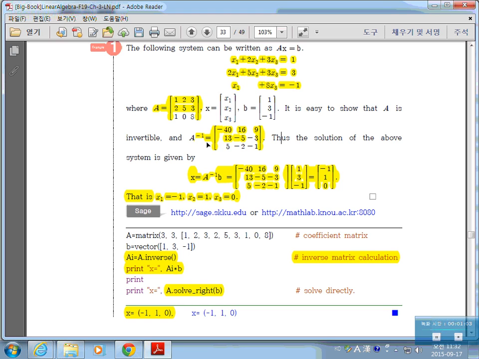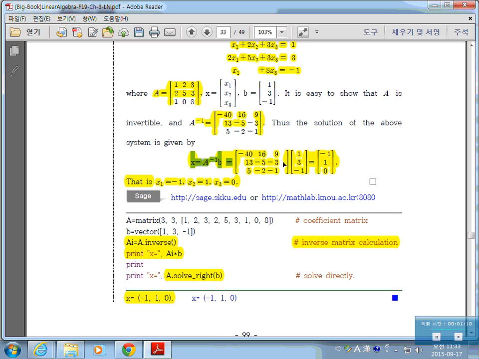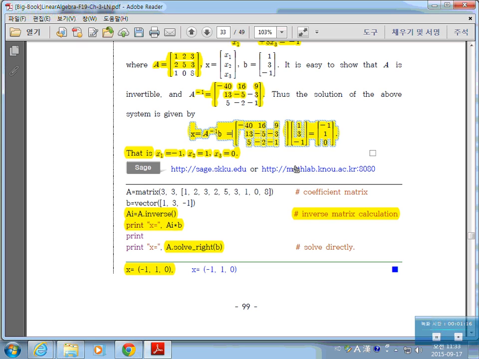Then find the A inverse, like what we did before. Then just multiply A inverse on B. Then we have the solution X. Easy. And also here, suppose you have a matrix and vector, then we find the inverse matrix and just multiply this inverse matrix to the B vector. Then we have a solution.